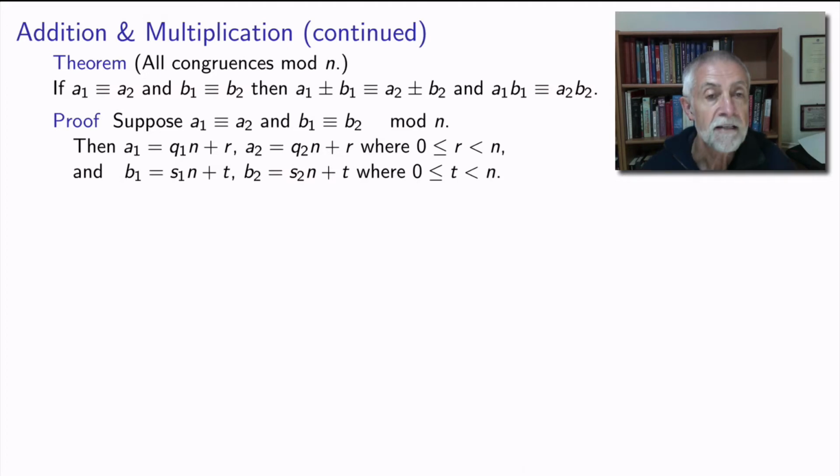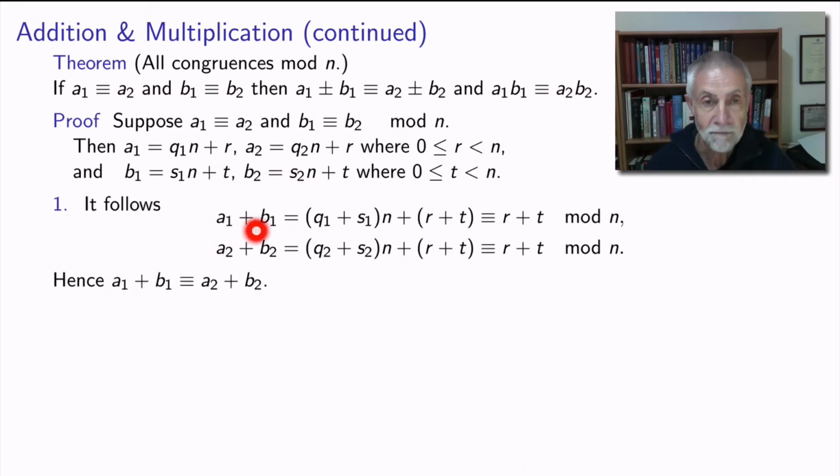where r is bigger than or equal to 0 and less than n, and similarly for t. So now, just adding up, it follows that a1 plus b1 must be q1 plus s1 times n. We've just added those terms. And likewise, if we add these terms, we get r plus t. So the whole result here is congruent to r plus t, because this here is just a multiple of n, and so it can be ignored when we're working modulo n. And similarly, a2 plus b2 is equal to r plus t modulo n. And so that proves the result. a1 plus b1 must be congruent to a2 plus b2. Remember, we're always working modulo n here.